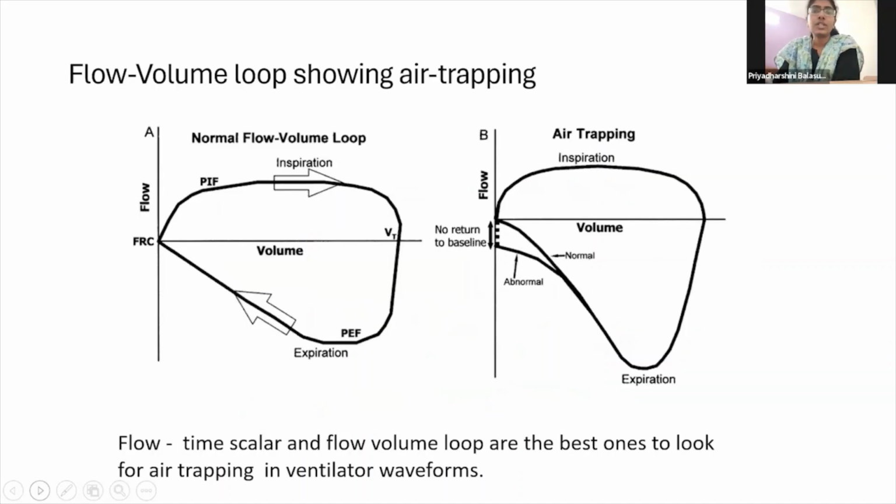So among loops, the flow volume loop demonstrates air trapping better. So this is a normal flow volume loop where the inspiratory flow curve reaches tidal volume and then begins expiration, which reaches the FRC point and then inspiration begins again. So in case of air trapping, we could see the expiratory curve not touching the baseline before the beginning of the inspiratory arm. Which means there is air getting trapped. So the flow time scalar and flow volume loops are the best ones to look for air trapping in ventilator waveforms.